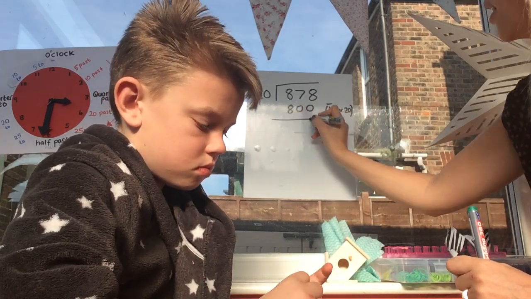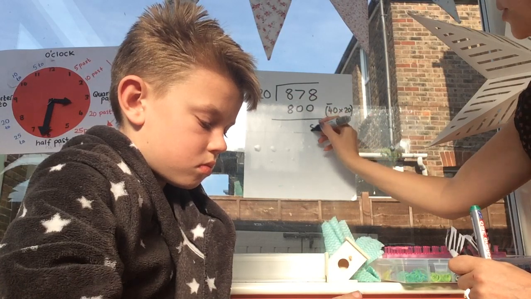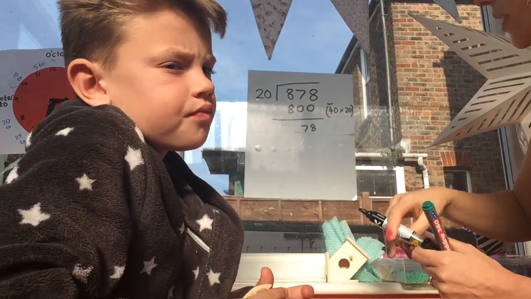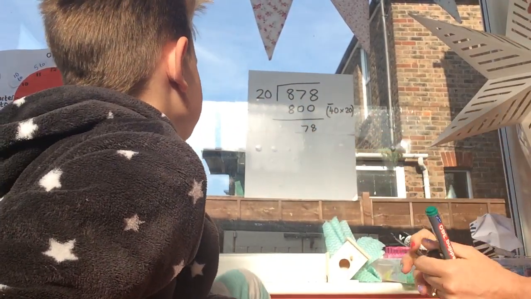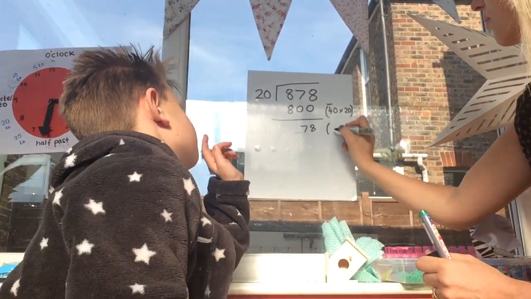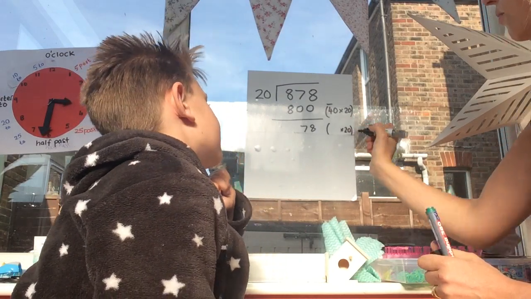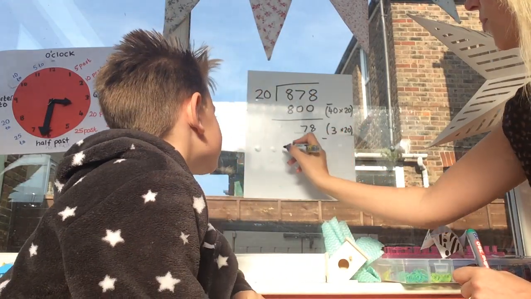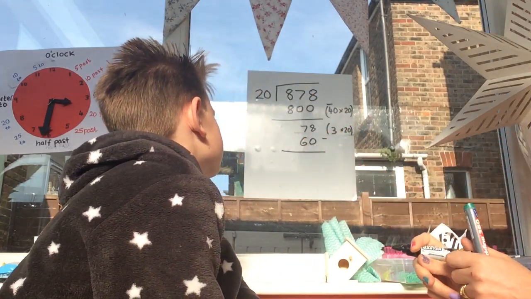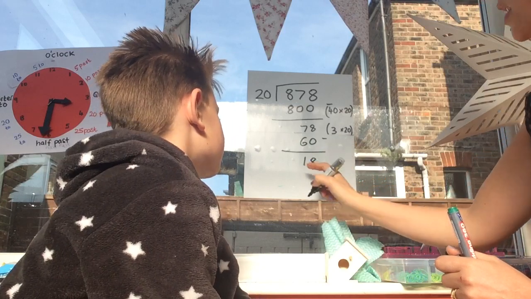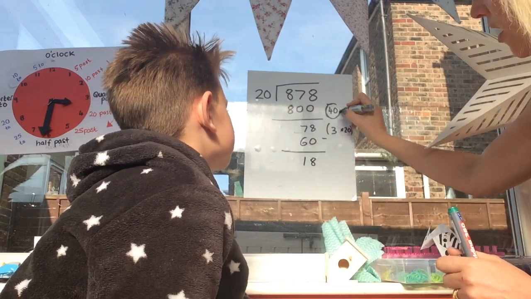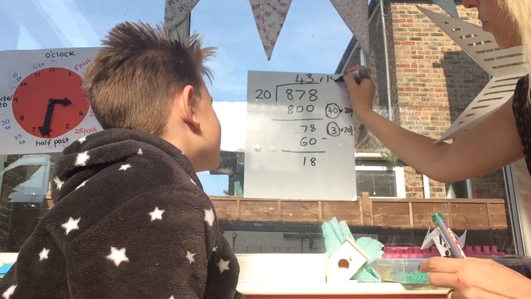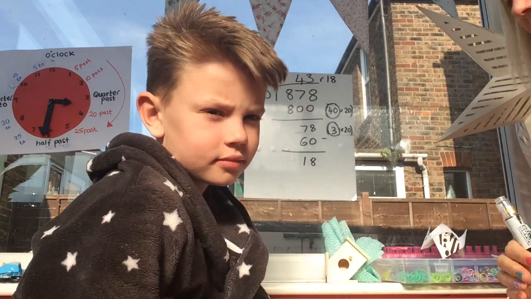Okay, so I'm going to take that away. And I'm left with just 78, okay, which makes it a lot easier. I haven't got this 800 to deal with. So, Finley, how many 20s are going to go into 78? Well, the biggest number we can find is 60, and then that is 3. 3, good. So I'll take 60 away. What am I left with? 18. 18, which obviously is less than that. So I'm going to add this together. I've got 40 plus 3, which is 43, and remainder 18.